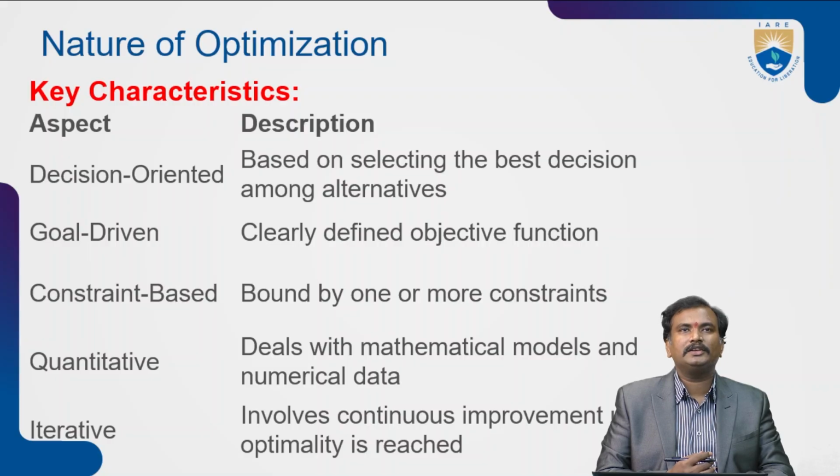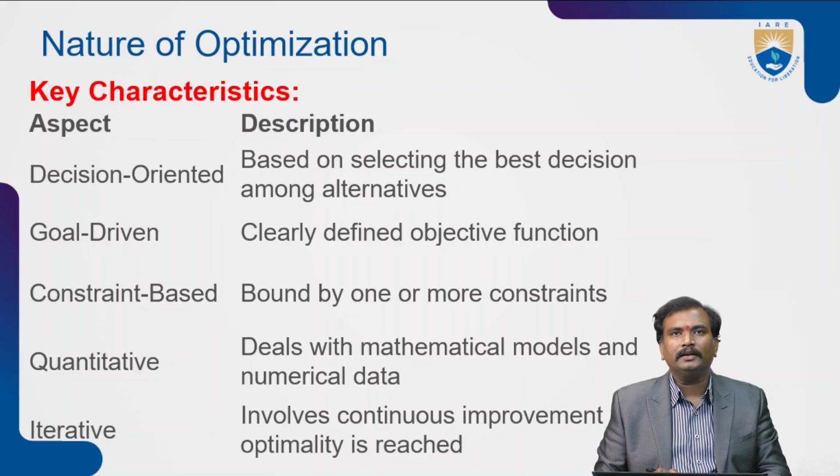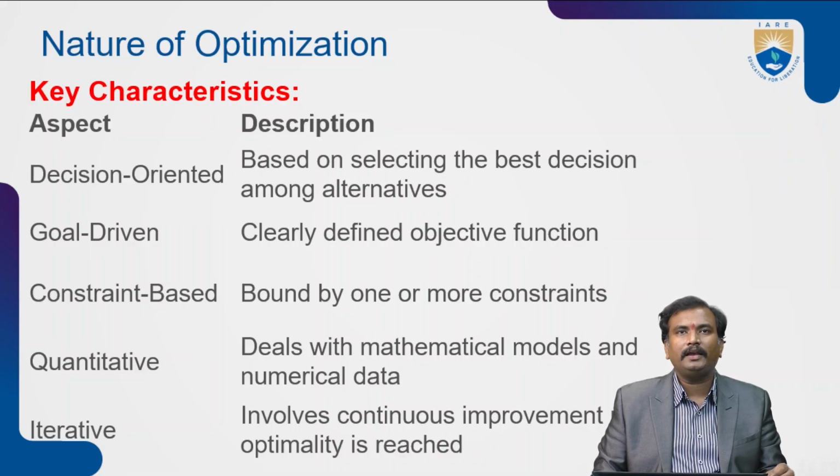And the nature of optimization, the key characteristics are: first, decision oriented. That is, whenever we have a particular condition where a decision has to be made, we have to select the best decision among all the alternatives. We need to choose the best decision for solving that particular problem.